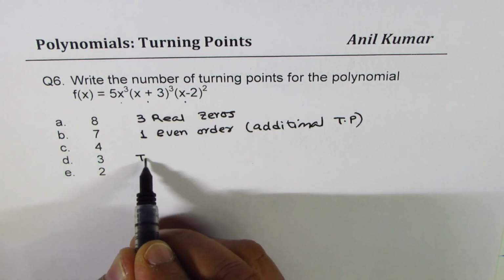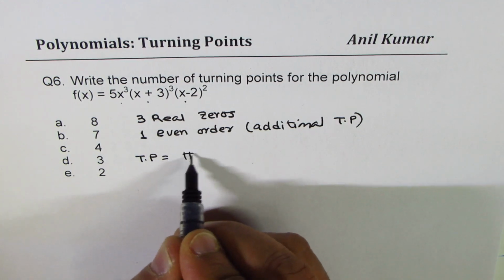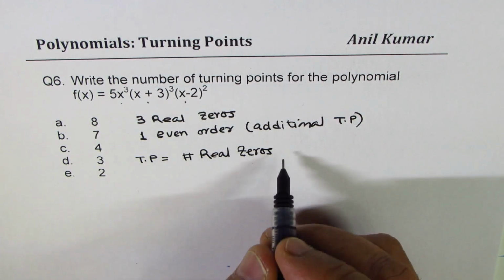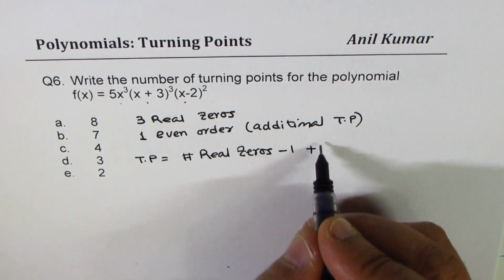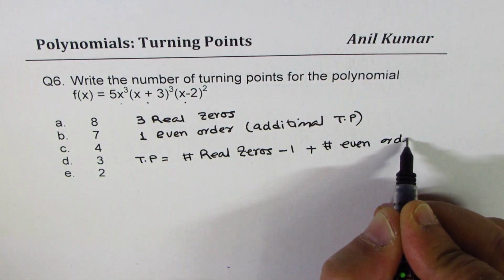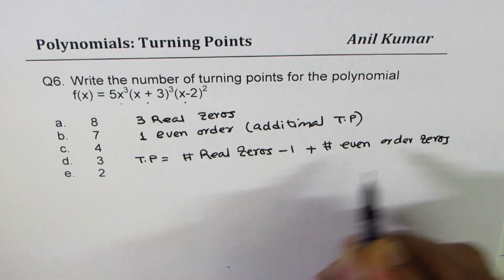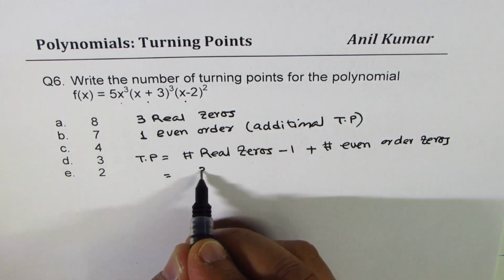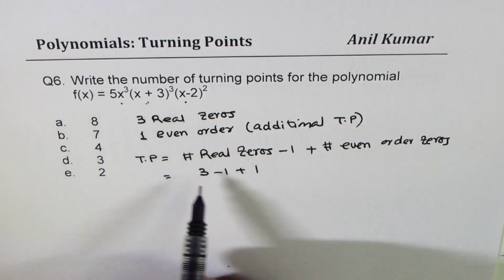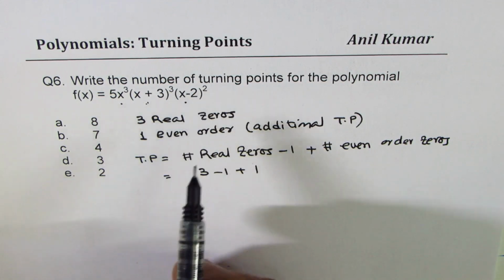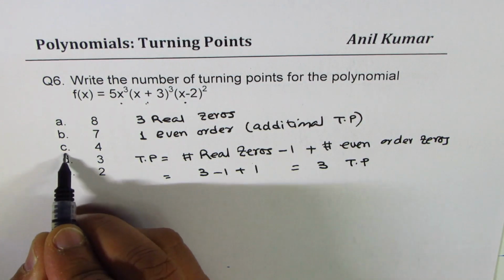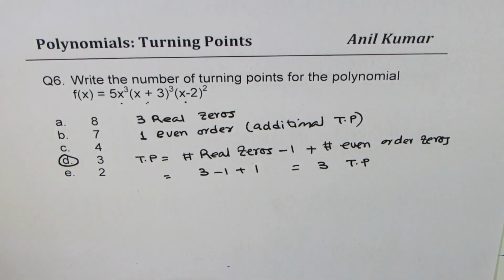So to find turning points, we can say number of real zeros minus 1 plus number of even order zeros, right? So that formula gives us the answer as 3 minus 1 plus 1. So 1, 2, 3 zeros, so 3 minus 1, and 1 even, x minus 2, right? So that gives us 3 turning points. So the answer is D. So this is one way of doing it.